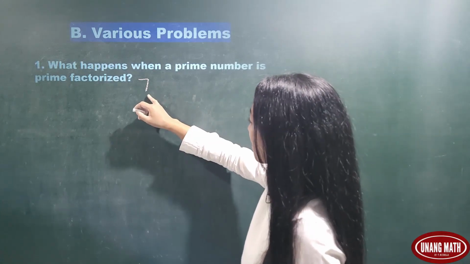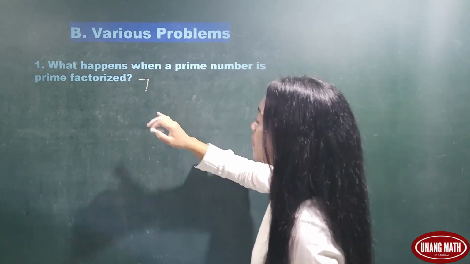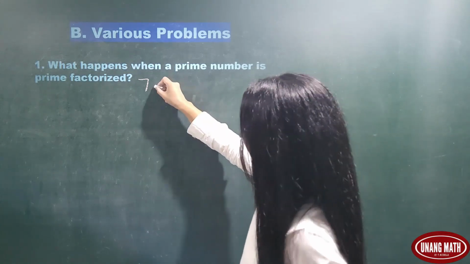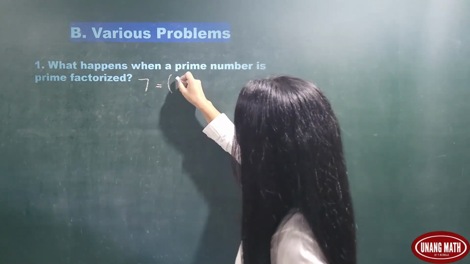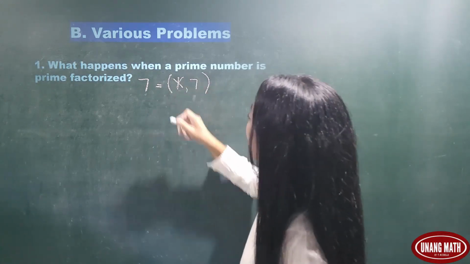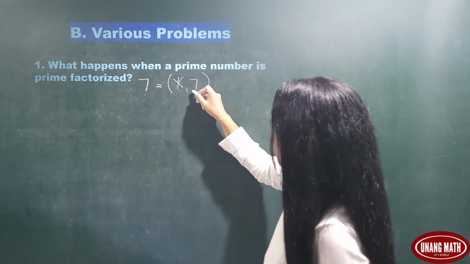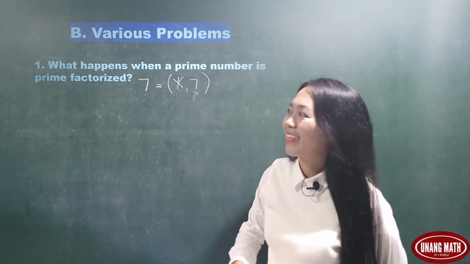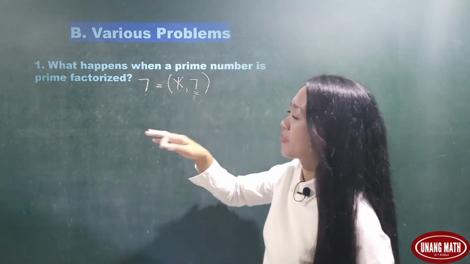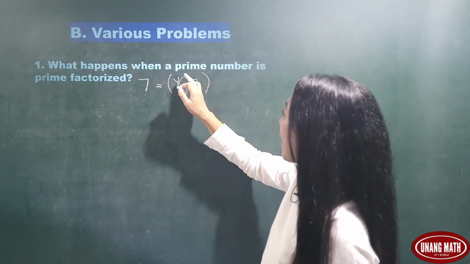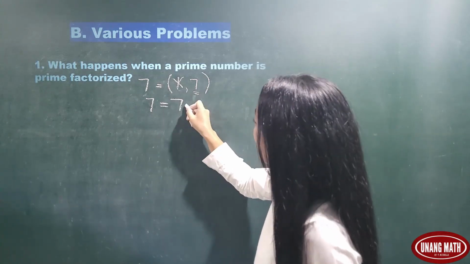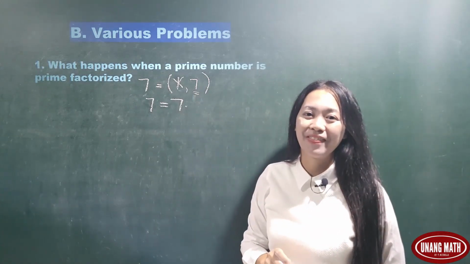In finding a number's prime factorization, we just need to get all the prime factors and multiply them together. What are the factors of 7? We have 1 and 7. But 1 is not a prime number. So we only have 7. So the answer to this question, what happens when a prime number is prime factorized? A prime number's prime factorization is the number itself.